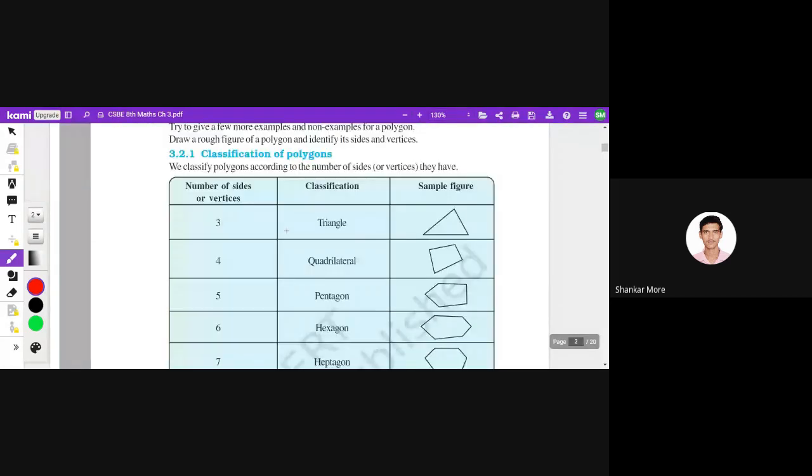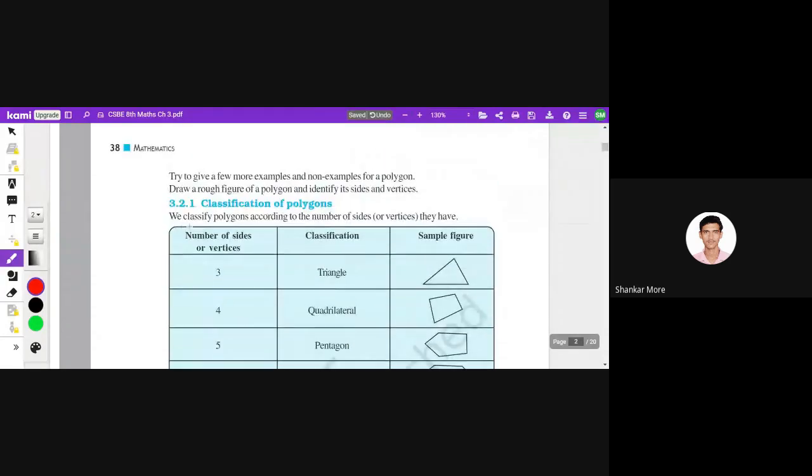Now, classification of polygons. Let us suppose we classify polygons according to the number of sides or vertices they have. Okay, so for a triangle, how many vertices and how many sides do we have? It's pretty clear that it has three vertices and three sides. A triangle has three sides and three vertices. That's why it is called a triangle. Quadrilateral, yeah, obviously four sides and four vertices.